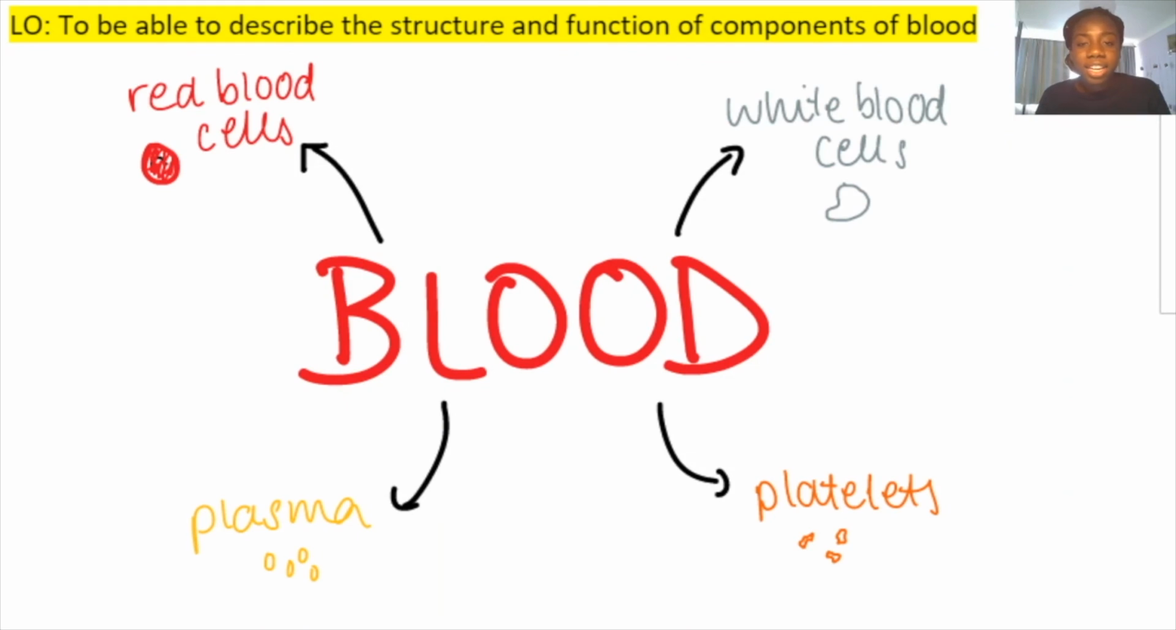Thank you for watching this video. By this point, you should be able to describe the structure and function of each of the 4 main components of blood as shown on the screen. Now go and do some more exam style practice questions on this topic.